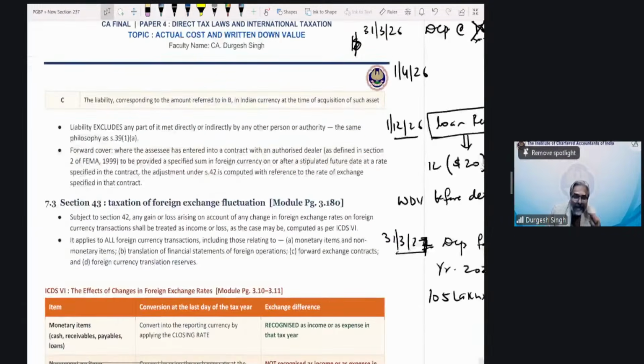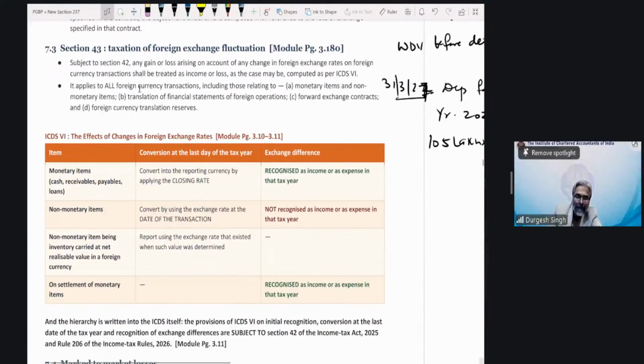This is what ICDS 6 is all about. So there is a mandate to enter ICDS 6 when 43 is triggered. And now have a look, students, at what ICDS 6 says. Monetary items, non-monetary items. What is a monetary item, students?